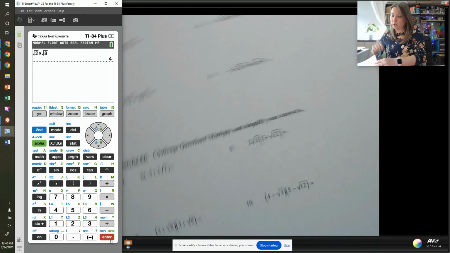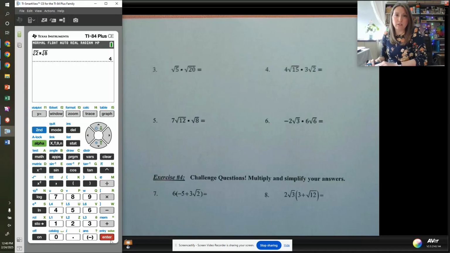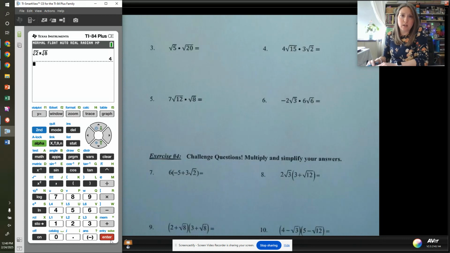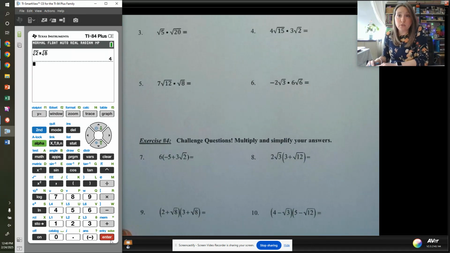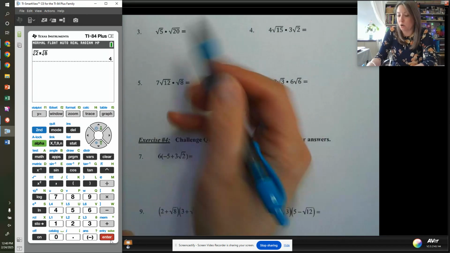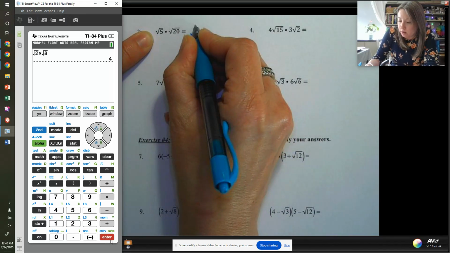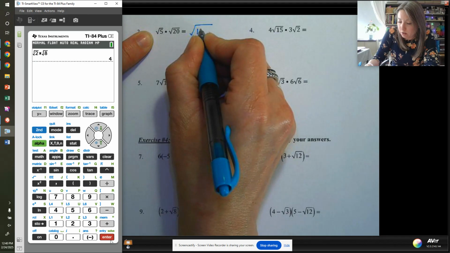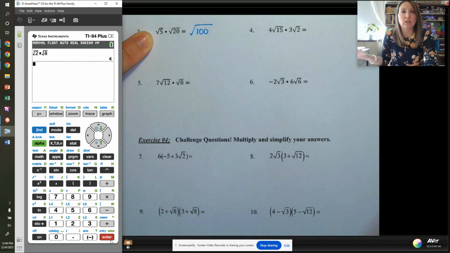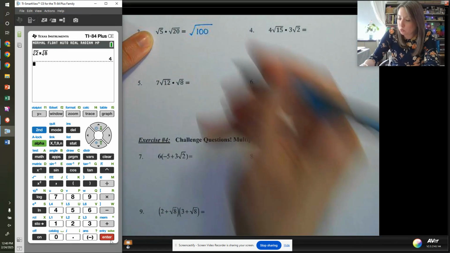Let's keep going and let's look at number 3. Okay, so radical 5 times radical 20. Again, two numbers under the radical, they're multiplying together. Okay, so the answer to them multiplying together stays under the radical. So let's see, 5 times 20, isn't that 100? Oh, is 100 a perfect square? Yes, take its square root. What do we get?